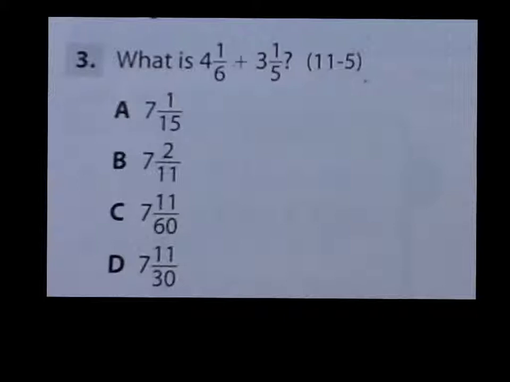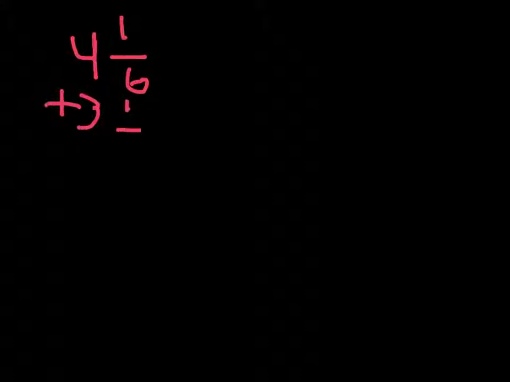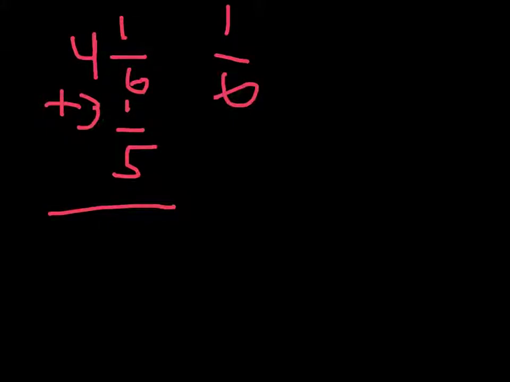Okay, so we're on problem 3 now. What is 4 1/6 plus 3 1/5? Okay, so our problem is 4 1/6 plus 3 1/5. So first, we're going to find its common denominator, which would be 30. So we'll take the 1/6 out and the 1/5 out.